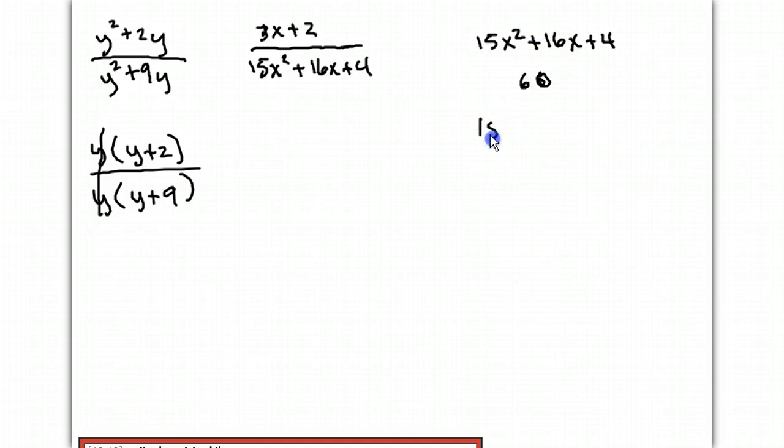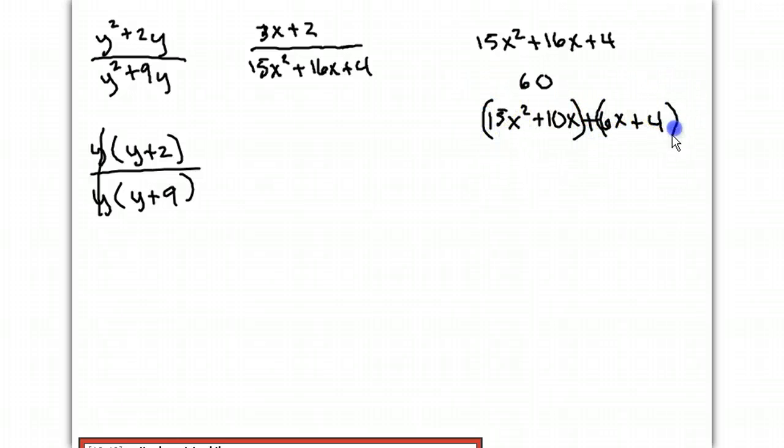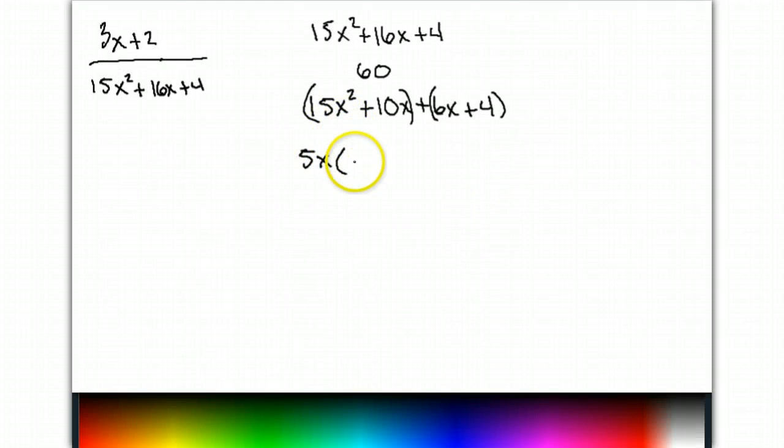So when we split it up, we're going to have 15x squared plus 10x plus 6x plus 4. And we factor by grouping, so we group it up because the plus sign is already in the middle. The first one, 15 and 10, they share 5, so we can pull out a 5x and what you'll have left is a 3x plus 2, and in the second parentheses you can pull a 2 out and what you'll have left is 3x plus 2.